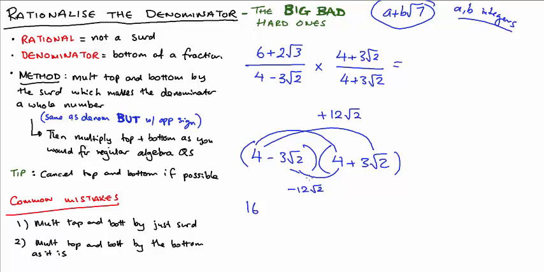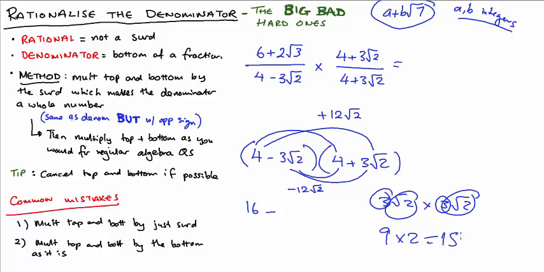Yeah, and then finally you just got to do that times that, which you've got to be careful with. So it's positive times the negative, which is going to be negative, and you just got to do 3 root 2 times 3 root 2, so 3 times 3 equals 9, root 2 times root 2 equals 2, 18, alright? So that ends up giving you 16 minus 18, which is minus 2.